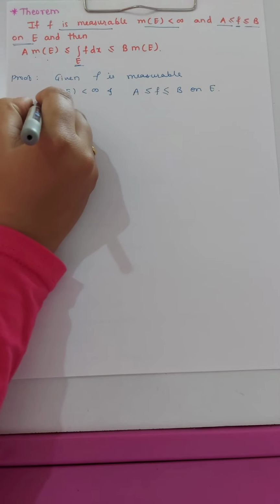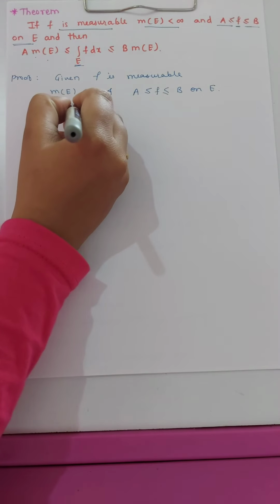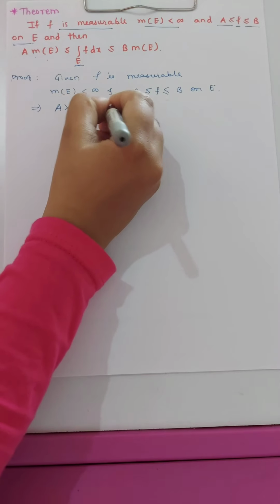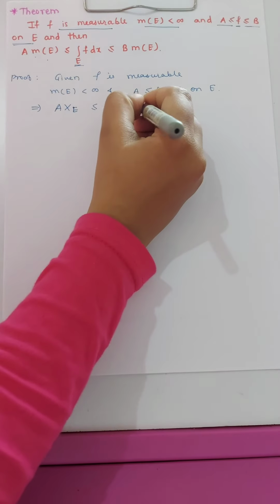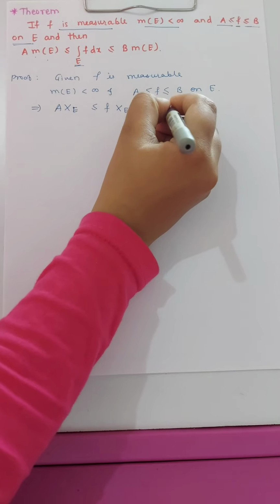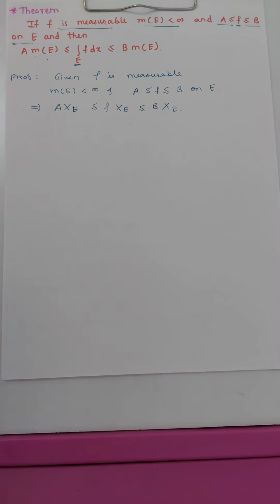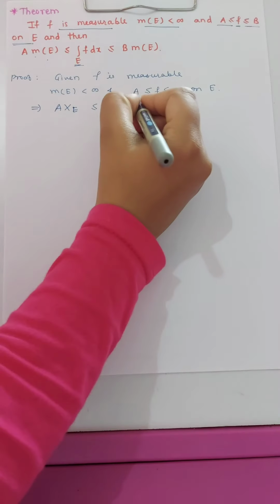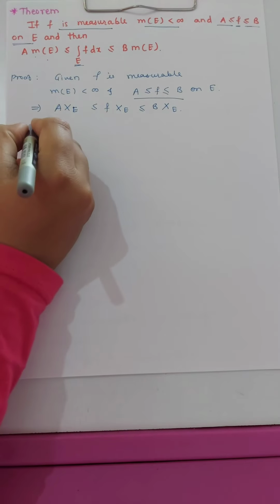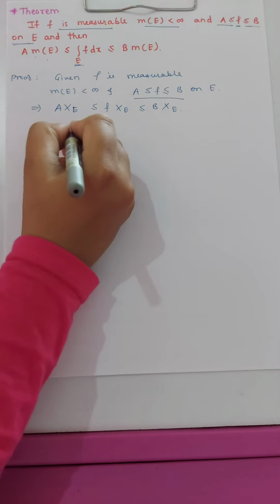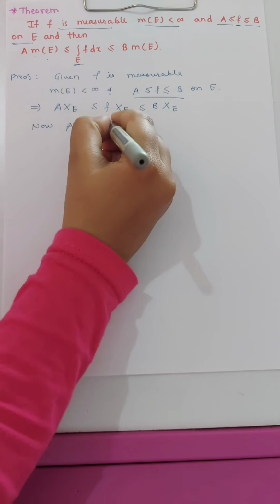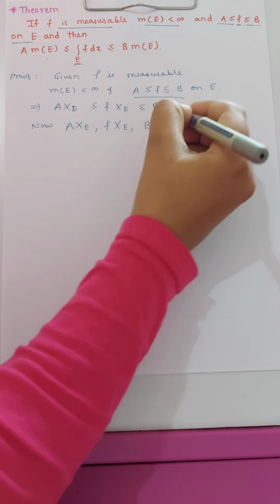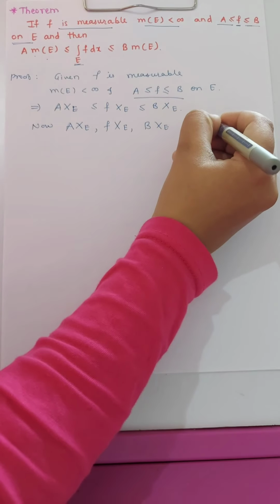So now this implies that a into the characteristic function of E is less than or equal to f into the characteristic function of E, less than or equal to b into the characteristic function of E. That is, we have multiplied by the characteristic function to this. So now a into the characteristic function of E, f into the characteristic function of E, and b into the characteristic function of E are integrable.